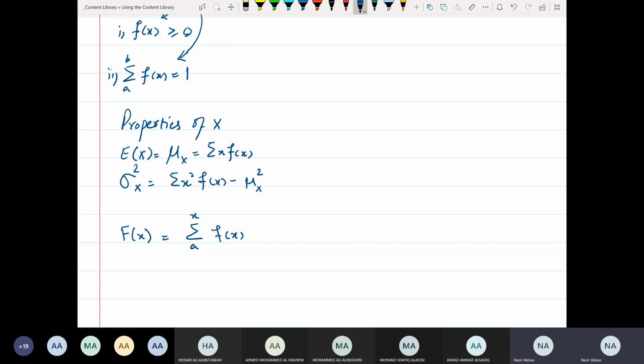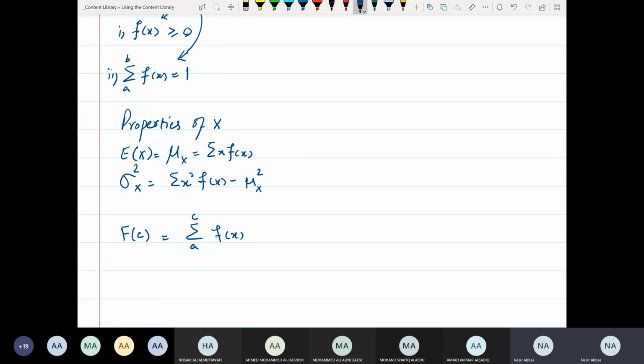Let me use a different notation for this one. Capital F of, I would say, summation of f of C from A to a specific value C. And I think this was it. This was all you did.